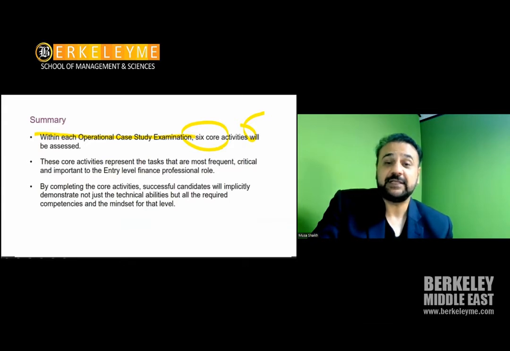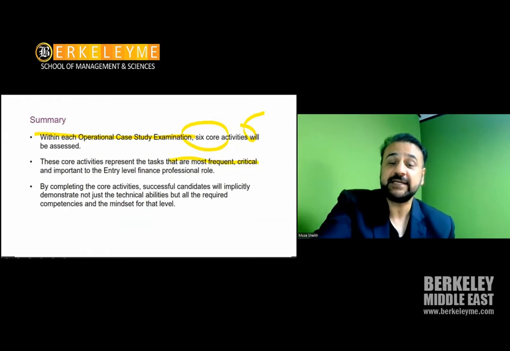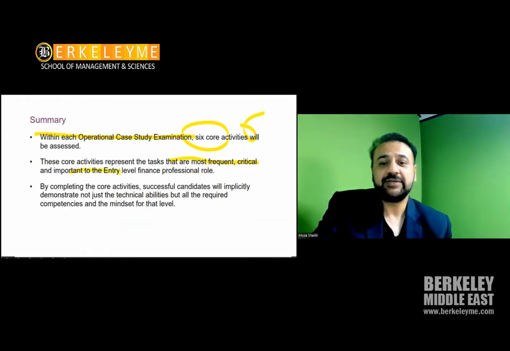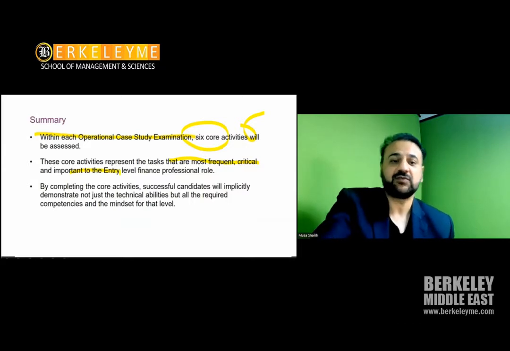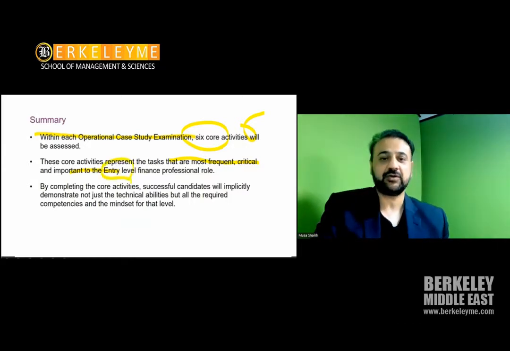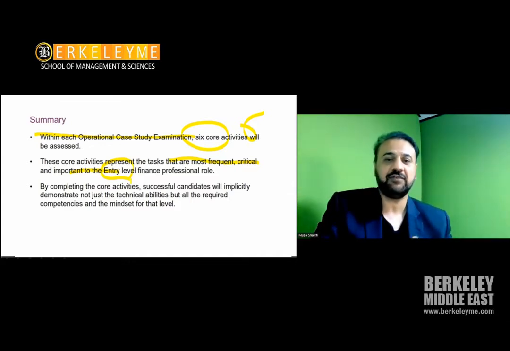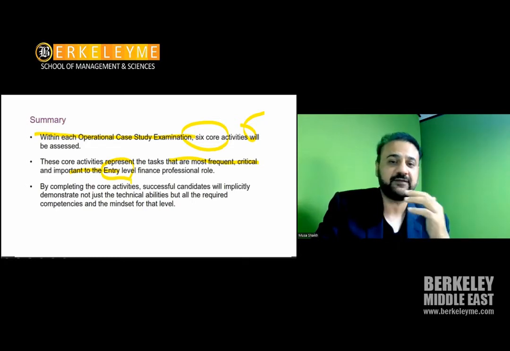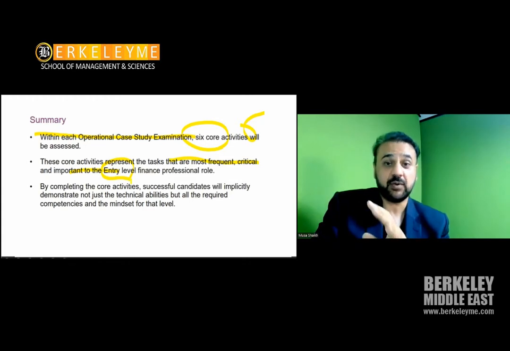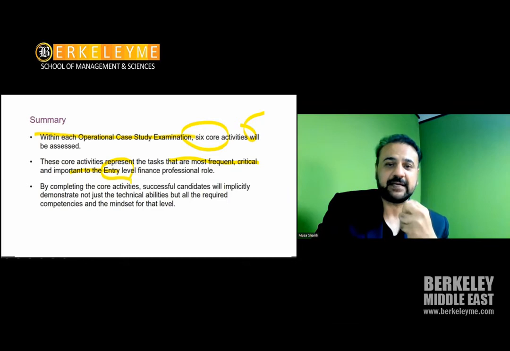These core activities represent the tasks that are more frequent, critical, and important to the entry-level finance professional. So you can see this word is really interesting, entry level. So you're not talking about something like strategic level or management level. It's entry level. So even if you feel your background is not that strong, you're not an accounting expert, you never studied accounting before, financial accounting, reporting, finance, then you don't need to worry at all. This is not an issue. We are going to build up your base, and we will build up your case study key factors that will pass you as soon as you give your exam.